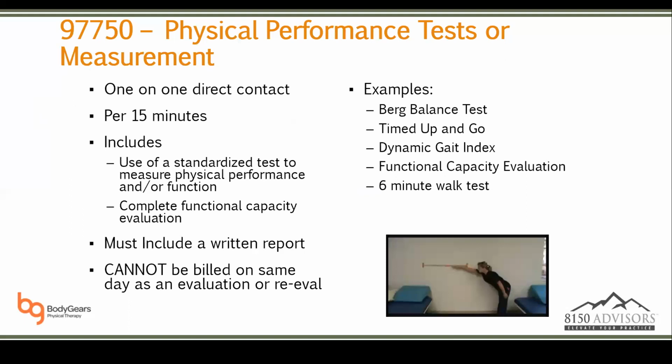And so by definition of this code, this is a standardized test that is valid and reliable, you can look up in the literature, has some predictive value, has a written report and a score, and the score means something. So the most common things I see this used for are Berg, timed up and go, dynamic gait, functional capacity eval, if you're having workers' comp patients you're doing those with, or 6-minute walk test, those kinds of standardized performance tests. You cannot bill this code on the same day as an eval or re-eval.